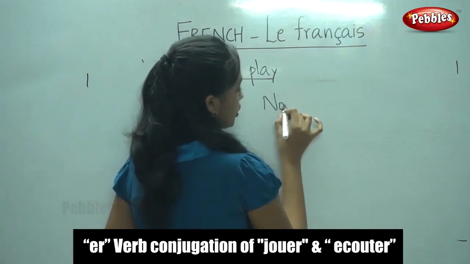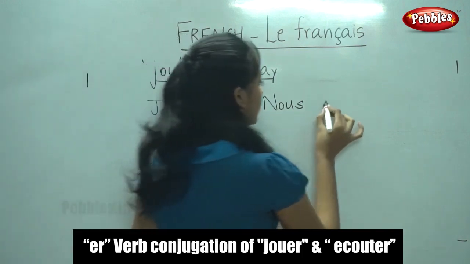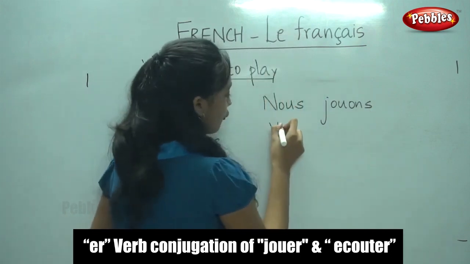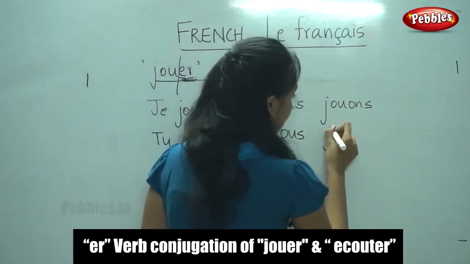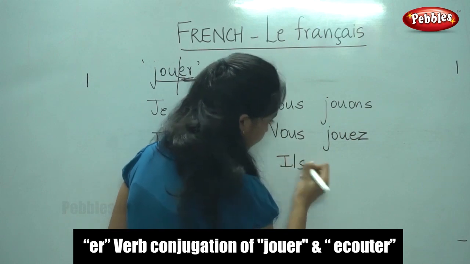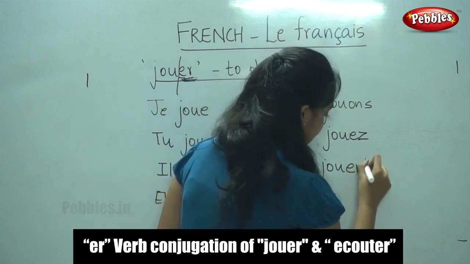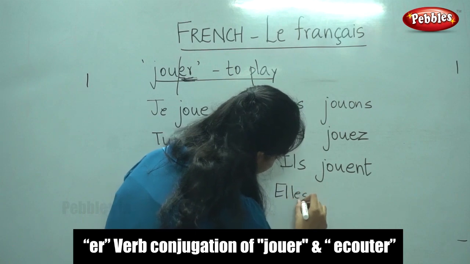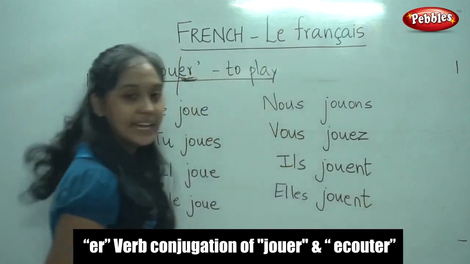For nous, do you remember what we did? We removed E and R and replaced it with ONS. For vous, we removed E and R and replaced it with EZ. For ils, we removed E and R and replaced it with ENT. For elles, we removed E and R and replaced it with ENT.